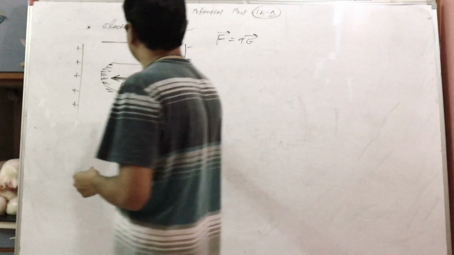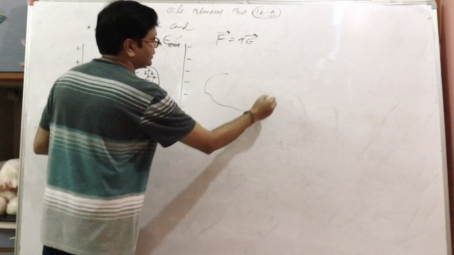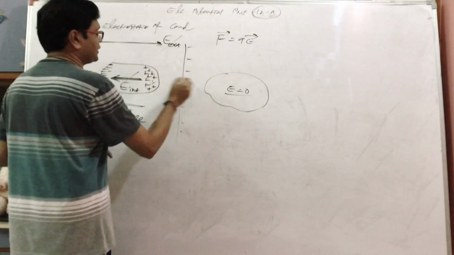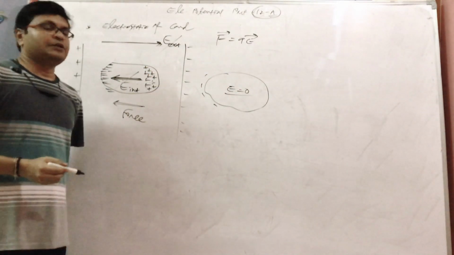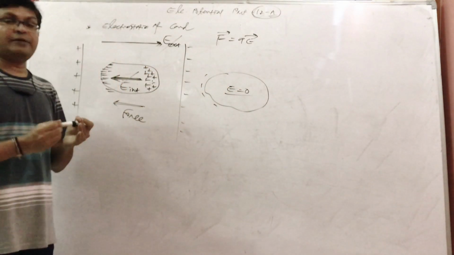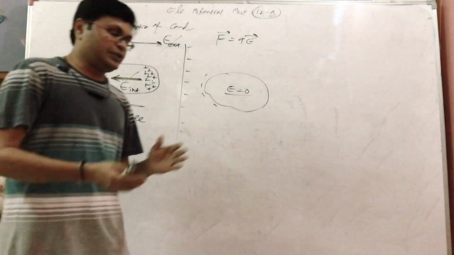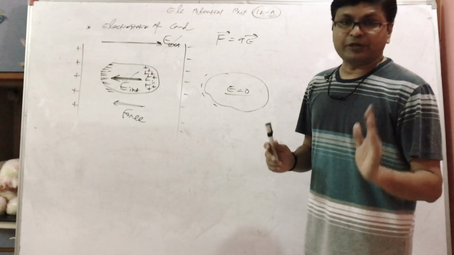So what is the resultant electric field? If they both cancel the effect of each other, then inside the conductor the resultant electric field becomes zero, and this charge is distributed over the surface. Ready? So this is the first most important characteristic whenever any conducting or metallic material is placed inside an electric field.